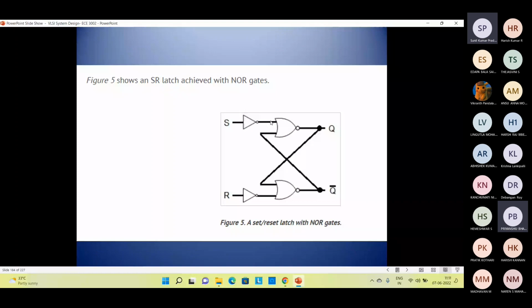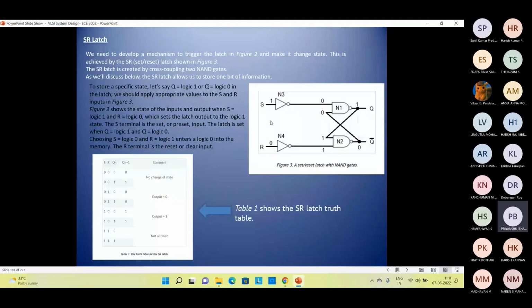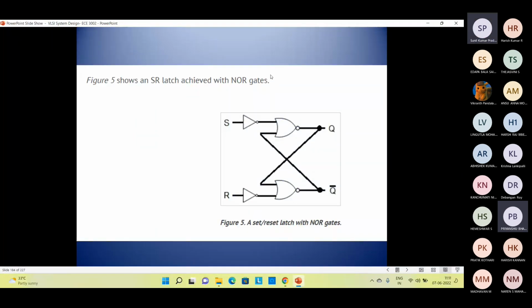Okay, so whatever we have discussed, that is with respect to the NAND gate. This is the set reset latch with NAND gate which you have seen here. Let's say if we want to make it with a NOR gate, then how can it be? It will be like this. So this is the SR latch, which is achieved by NOR gate.